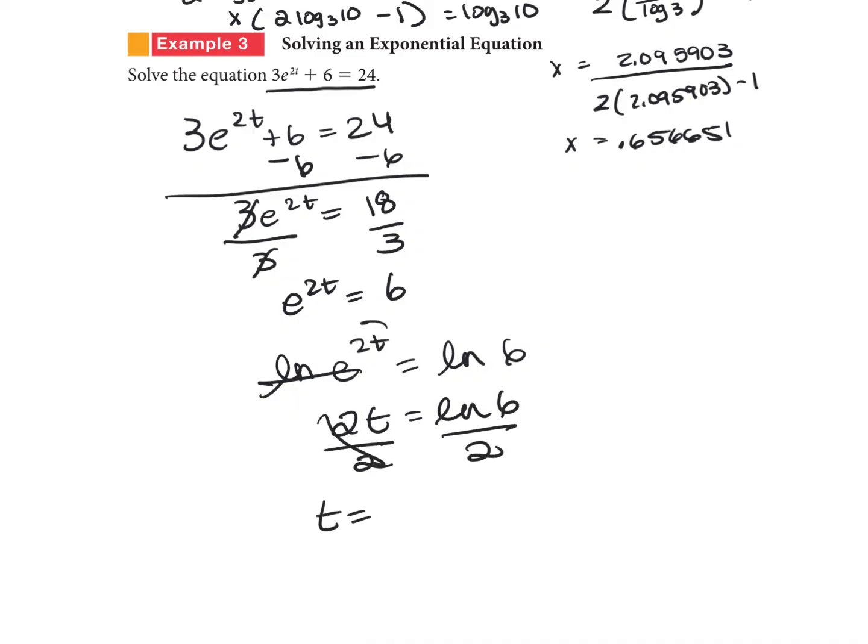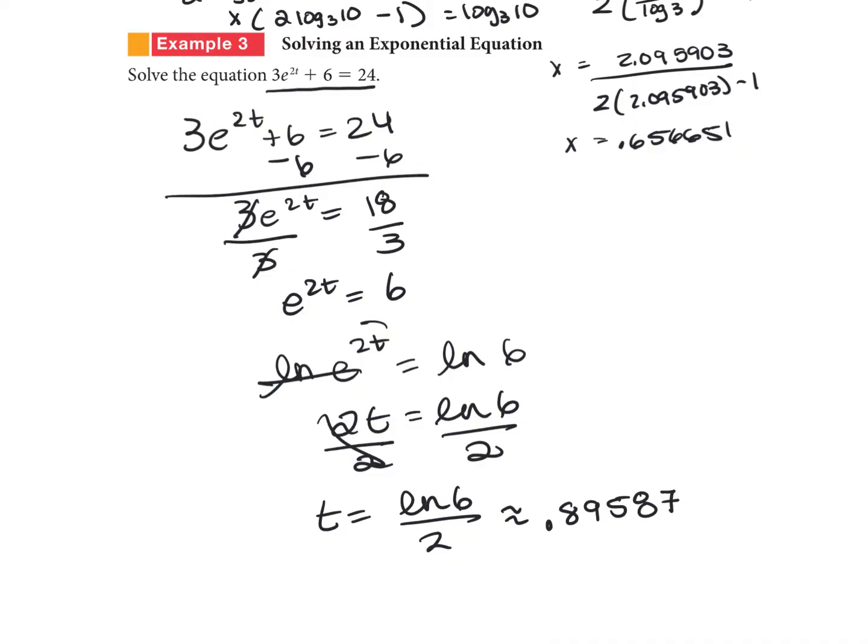And an exact answer would be natural log of 6 over 2. An approximate answer is going to be ln of 6 divided by 2. Make sure you put that close parenthesis after your natural log if you're using some sort of Texas Instruments calculator. And there you go.